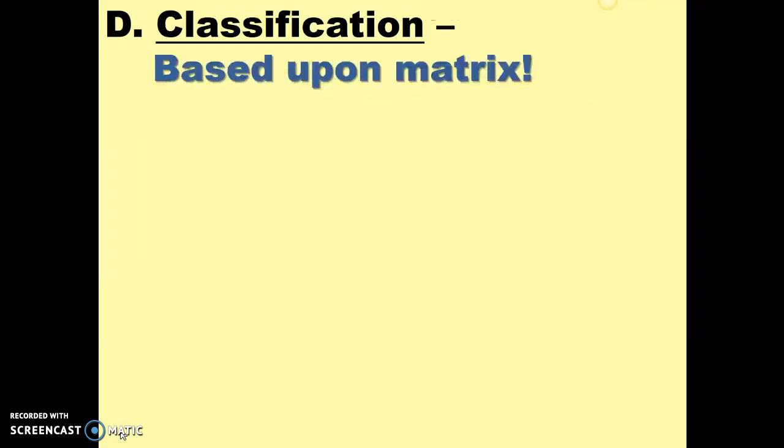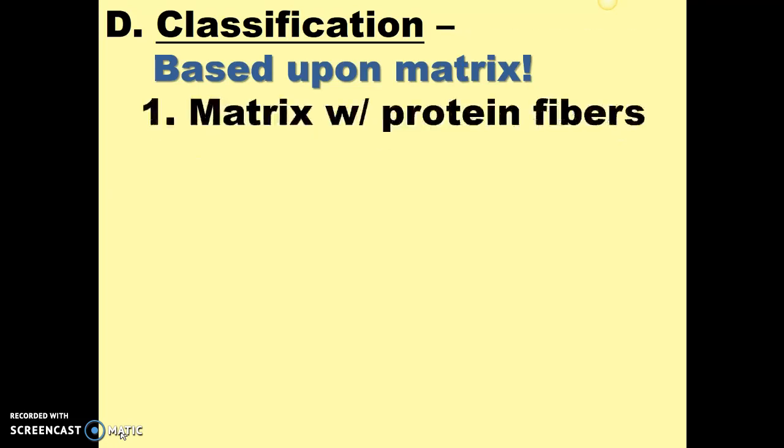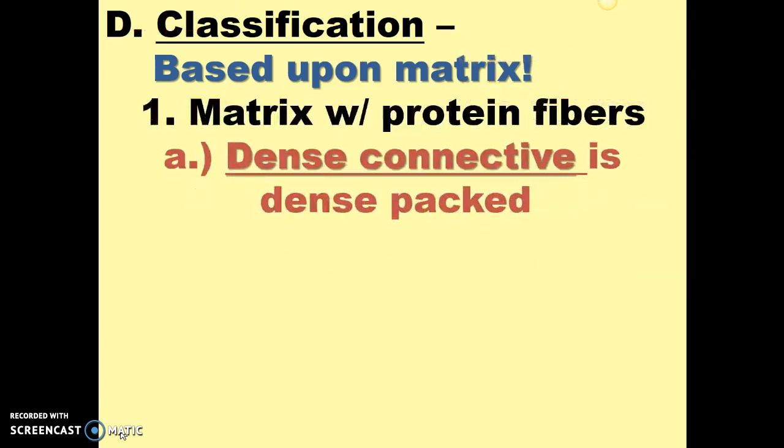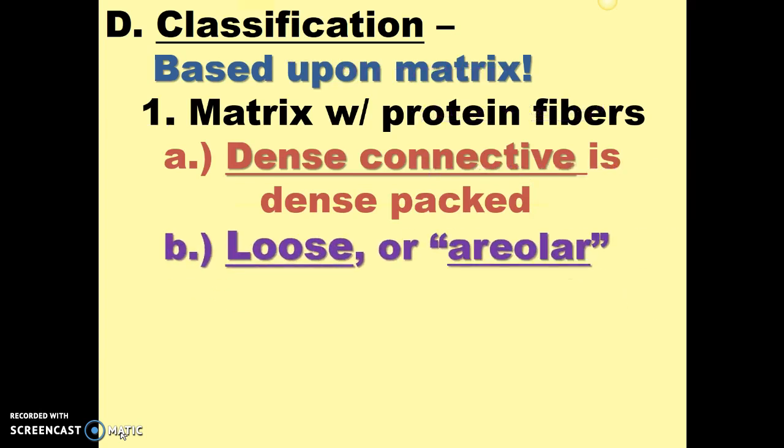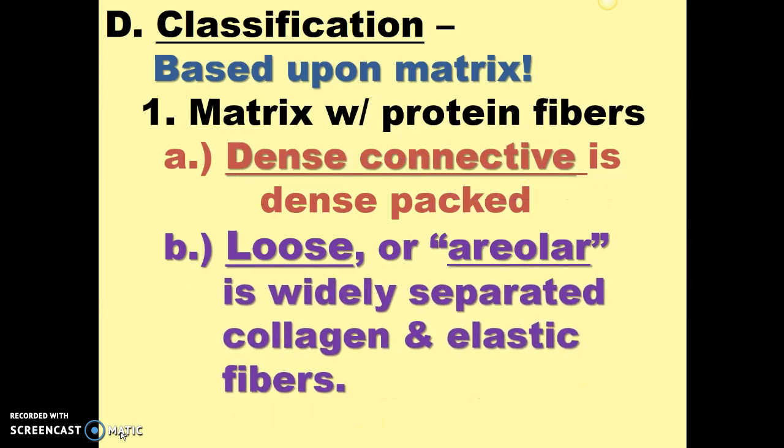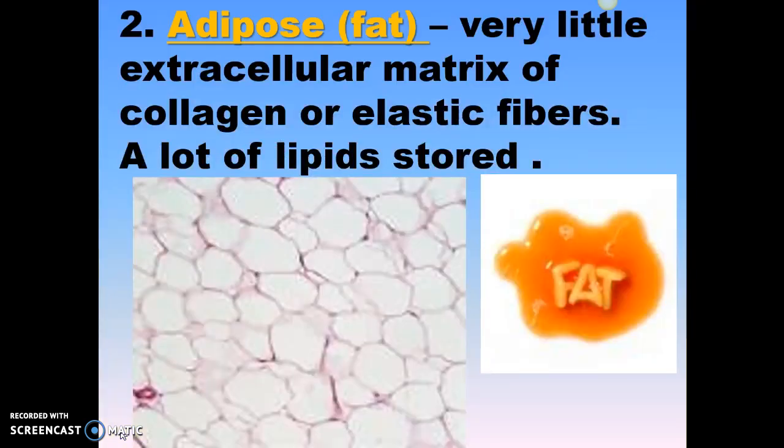Connective tissue is classified based upon its matrix, that's extracellular matrix, that stuff outside the cells. You've got dense connective tissue where it's very densely packed. It looks like little waves, a bunch of strings just packed in there together. You've got loose or areolar connective tissue. Looks like a bunch of pepper sticks just kind of thrown in there, with widely separated collagen and elastic fibers.